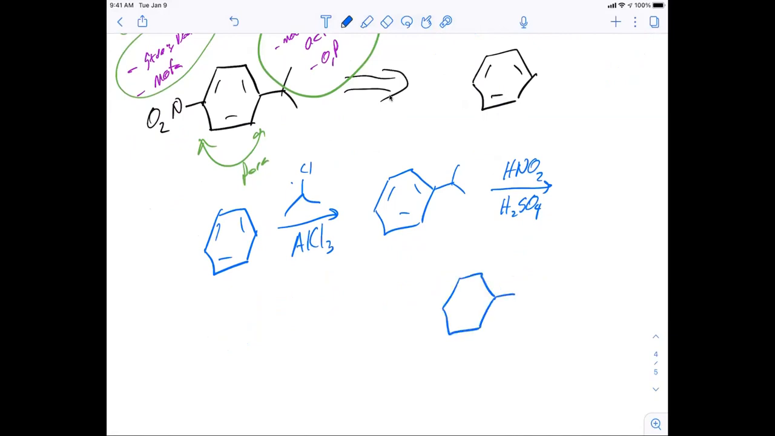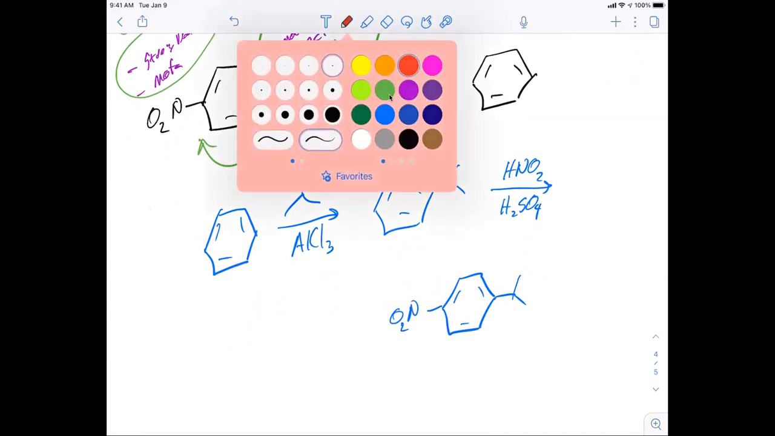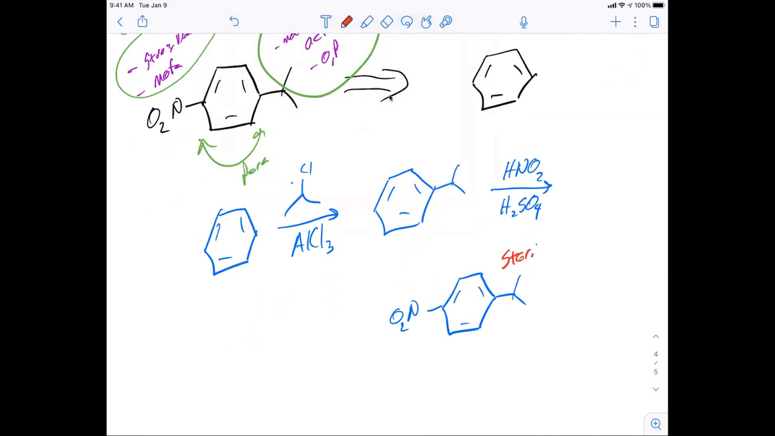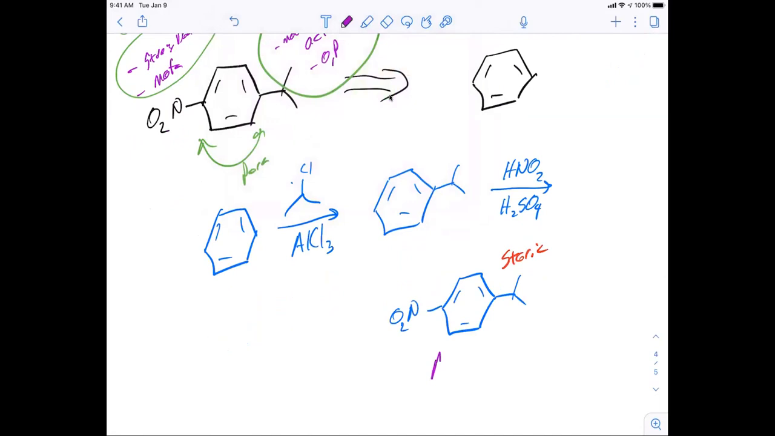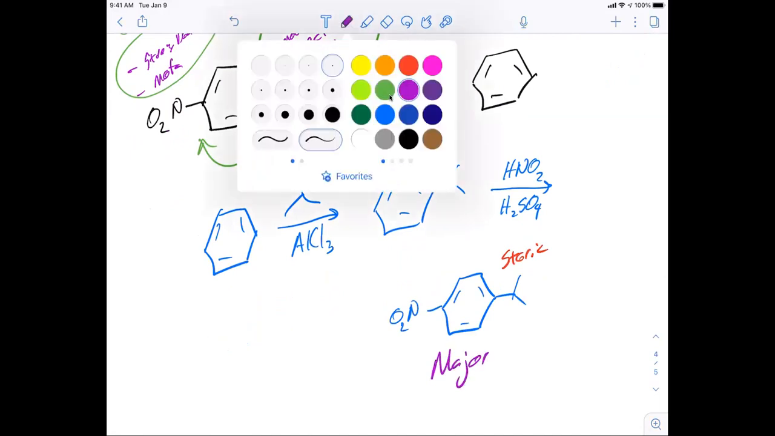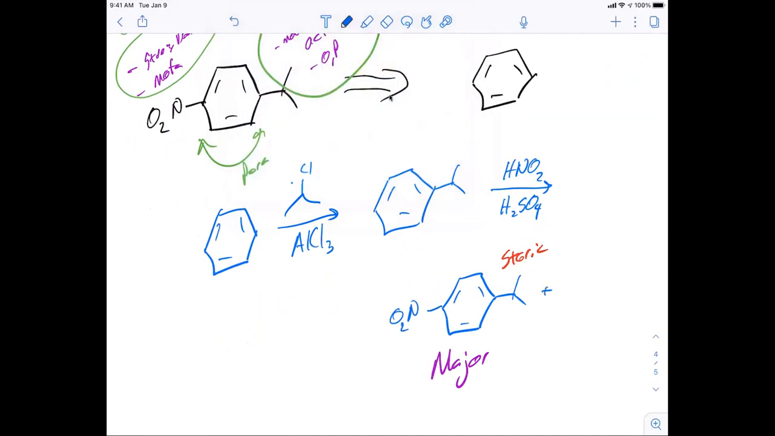Now, in this case, I do have a big bulky group here. Right. And so for the alkyls, once I start to branch, I start to cause some change in directing effects. Right. So this has got a steric directing effect, which means that this para is my major product. I'll still get some of the ortho, but the ortho will be a minor product.